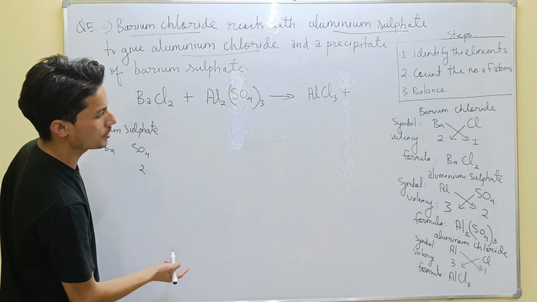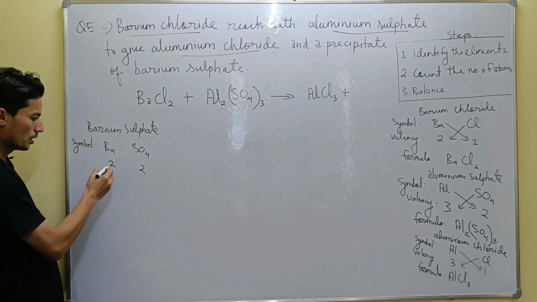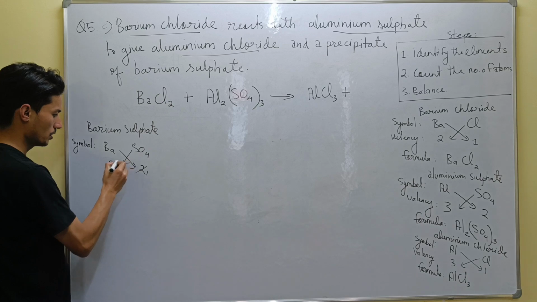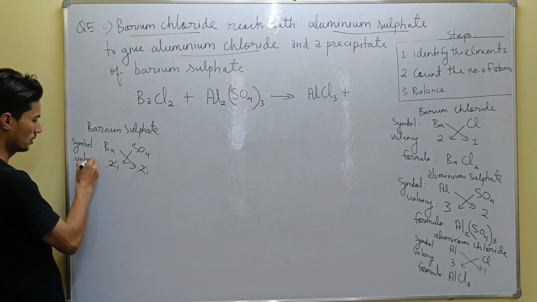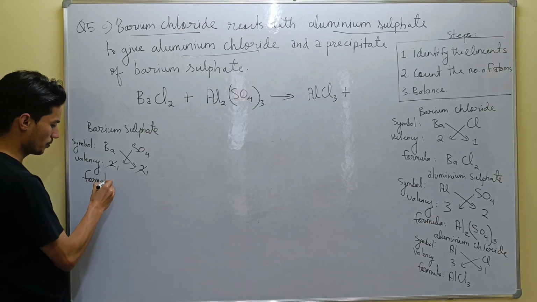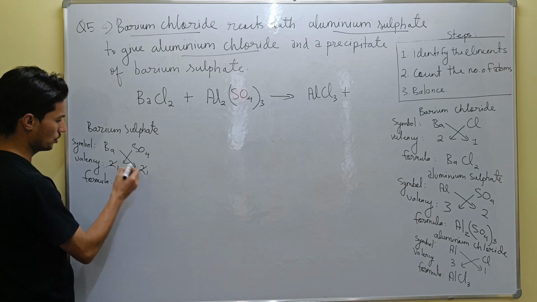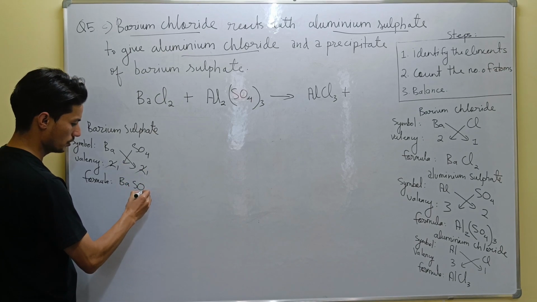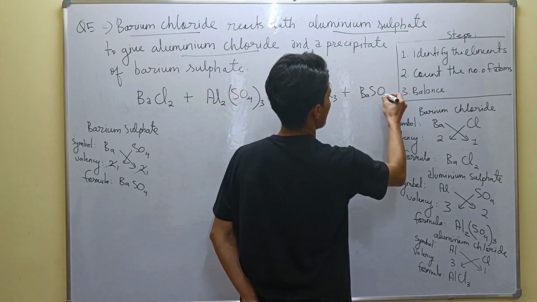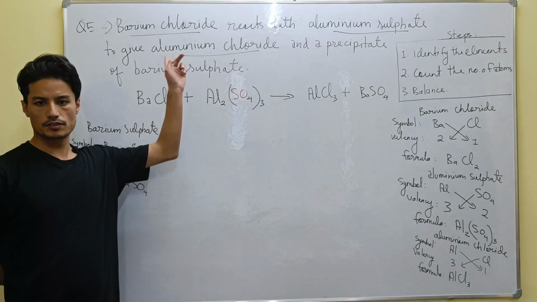SO4 valency is 2. Barium valency is how much? Barium valency is 2, is it not? Now see here, 2 and 2 can cancel, and you're left with 1. So cross multiplication now you do. This is the valency I wrote. Now time to write the formula. The formula will be Ba into 1, Ba, SO4 into 1, SO4. So BaSO4.